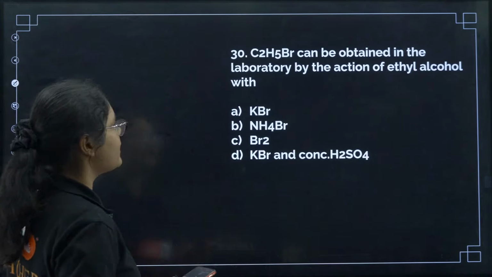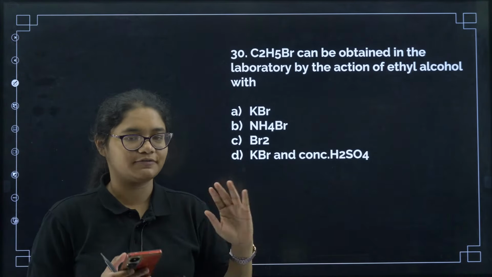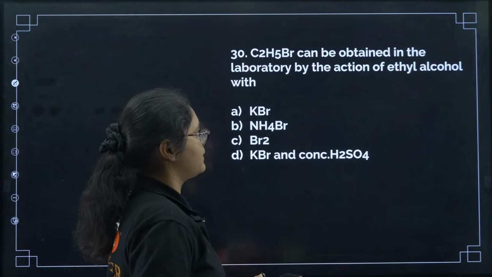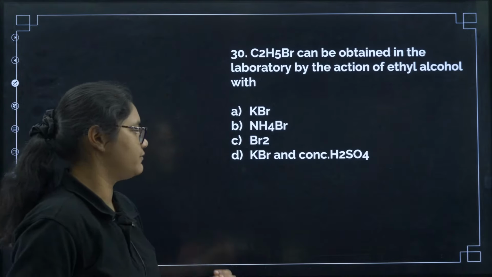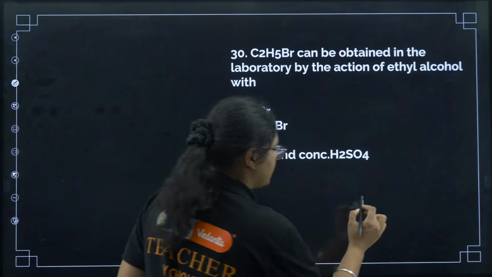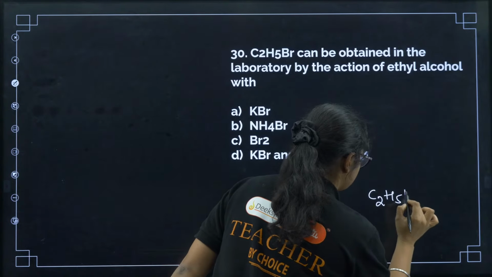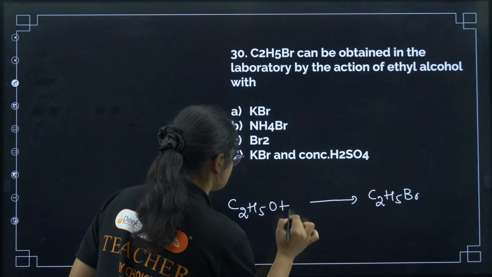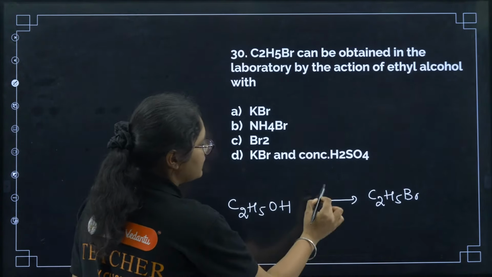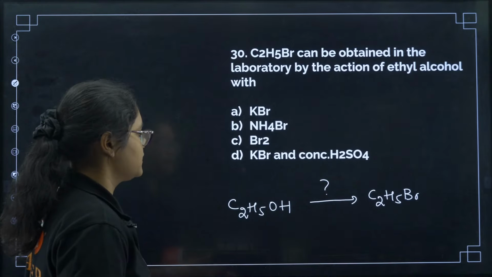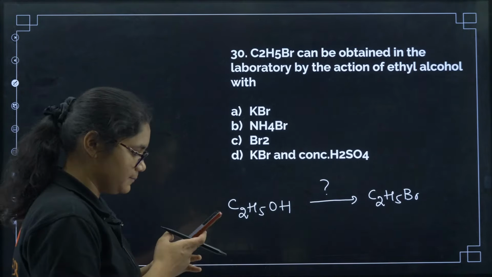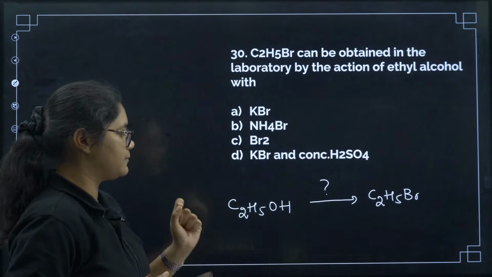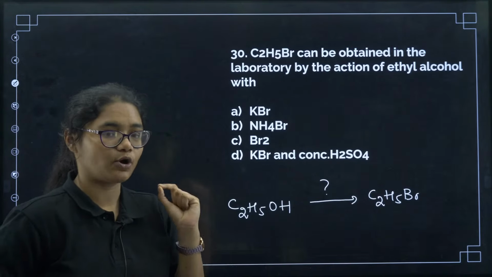Next, moving to the last question of this series, the last question of haloalkanes and haloarenes. C2H5Br can be obtained in the laboratory by the action of ethyl alcohol with. Very, very easy question. You want to obtain C2H5Br, okay, from ethyl alcohol. So by using what reagent? Please read the options carefully. Options can be a little confusing. You need to know the correct option exactly.